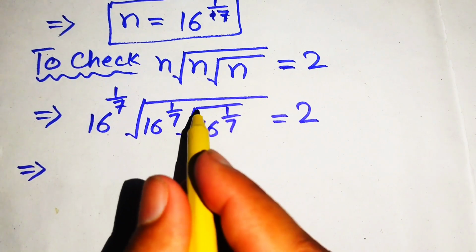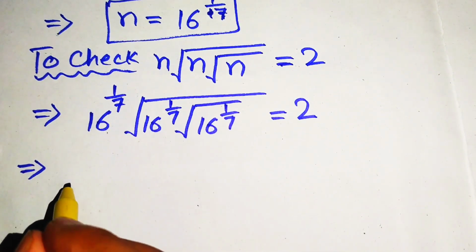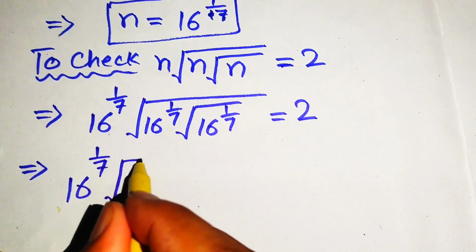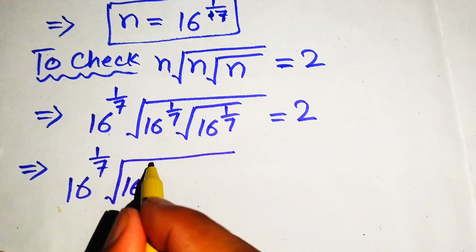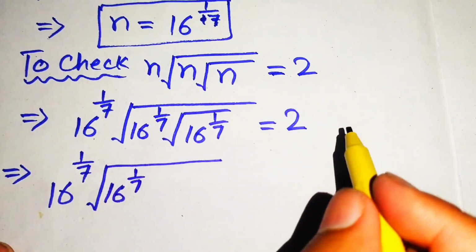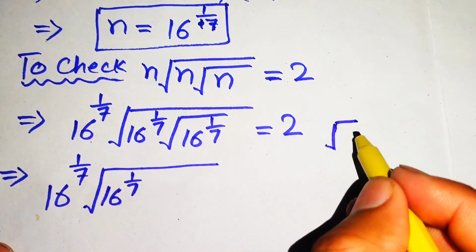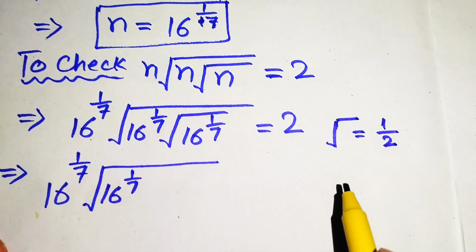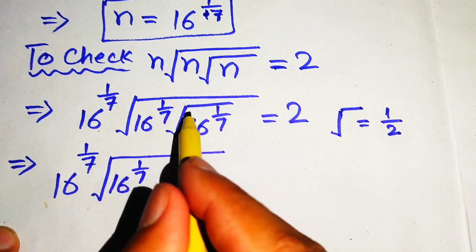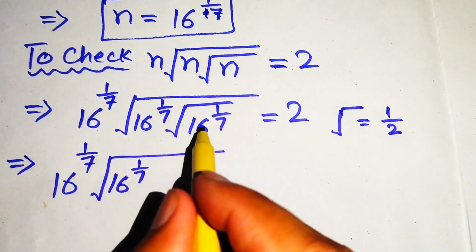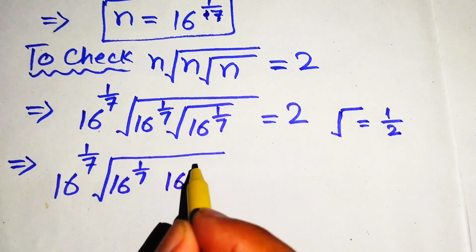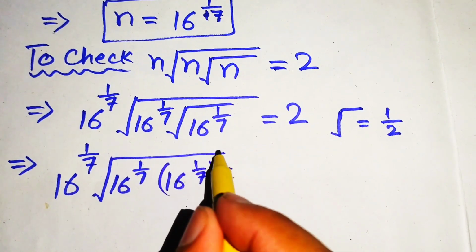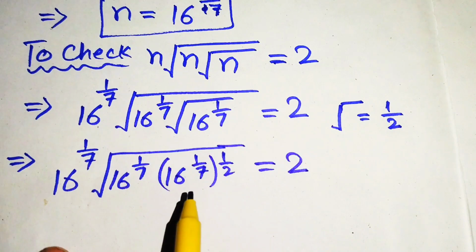So here first we focus on this term: we have 16 to the power of 1 over 7 and the square root of 16 to the power of 1 over 7. You know that if you have this square root sign, it means that we write exponent 1 over 2. So if we convert this radical sign to exponential form, we write it as 16 to the power of 1 over 7 and its whole power 1 over 2 equals 2.